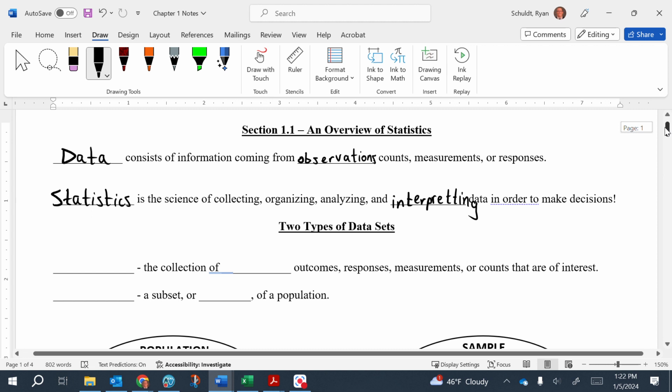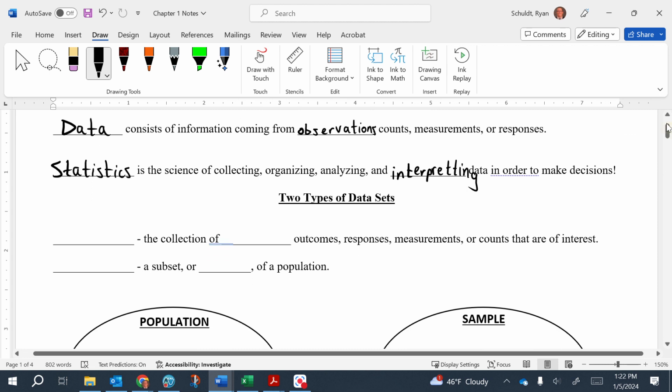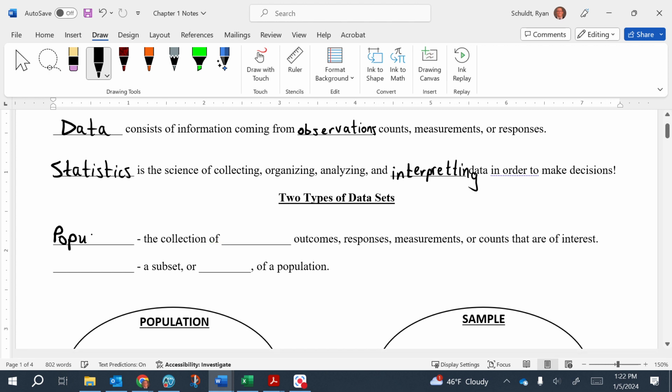There's two types of data sets. The first type is population. This is the collection of all outcomes, responses, measurements, or counts that are of interest.